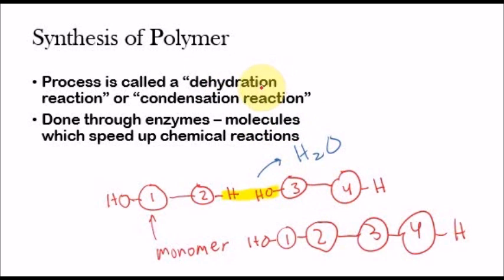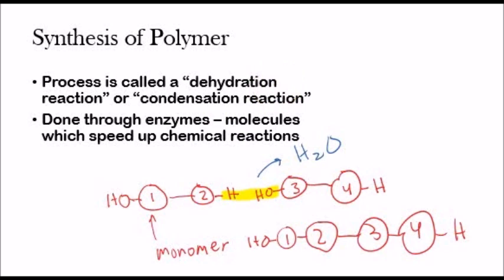You probably know what being dehydrated is, when you don't have enough water in your body and you need more water. In the same sense, a dehydration reaction is whenever you're taking away water. Here we have water being taken away, and that's going to form a longer polymer, because monomer number 2 and monomer number 3 are now single bonded to each other. This process can be repeated and repeated in order to form larger and larger polymers. This process is done through enzymes. An enzyme is just a molecule which speeds up a chemical reaction. So that's how polymers are synthesized.